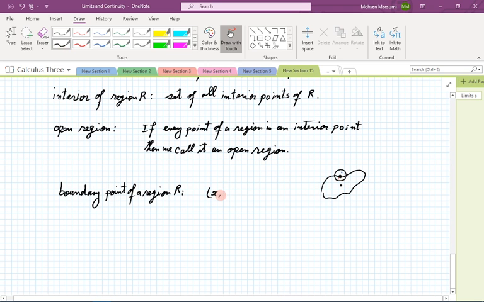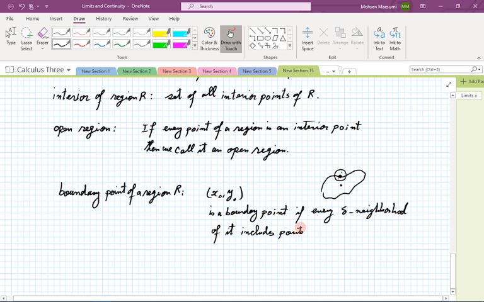So if I have a point x0, y0, itself not necessarily in the region, it is a boundary point if every delta neighborhood of it includes points from R as well as points outside of R.